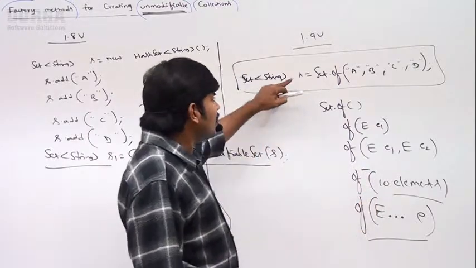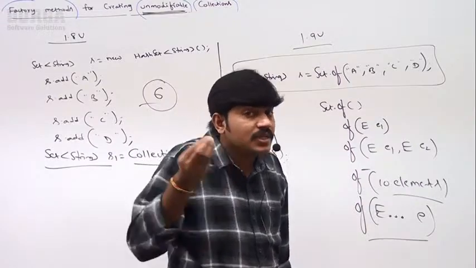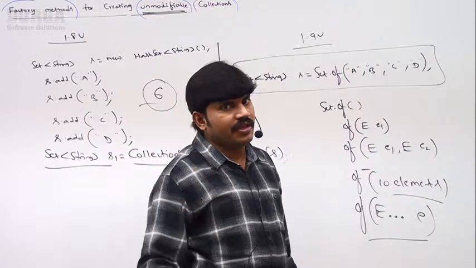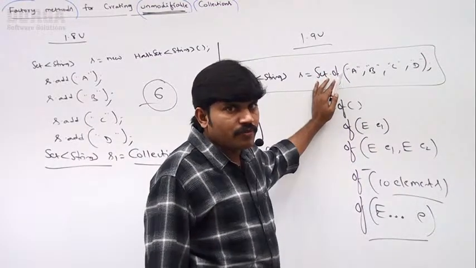Next, after creating an unmodifiable set object, there are multiple conclusions related to this one. Compulsory, you people should be aware. Up to this point it is clear, sir. How to create an unmodifiable set object?